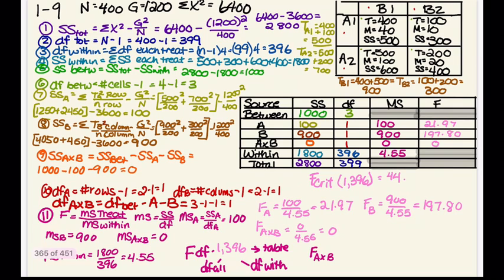In this case, since I made up the numbers, there is no critical F for 396. So we're going to pretend like it's 44.113. And we'll see that our F ratio of factor A is 21.97, so it's in the body and it's not significant. But our F ratio for factor B is in the far tail, so that one would be significant.